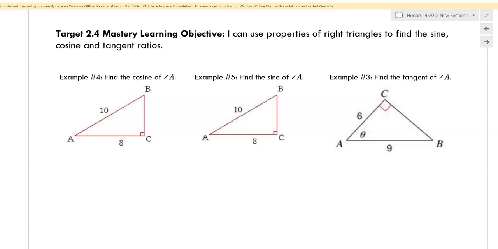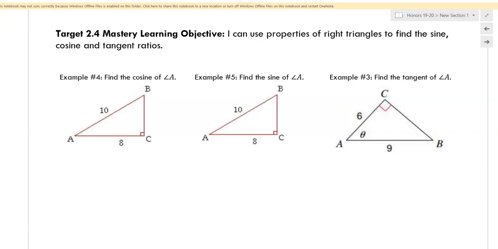Right, looking at target 2.4, we're going to look at the first half of target 2.4 today. So we're going to use properties of right triangles now to find the sine, cosine, and tangent ratios. Okay. So what are some things we know about right triangles? The right angles, Pythagorean theorem, all these things are other things we know about right triangles.